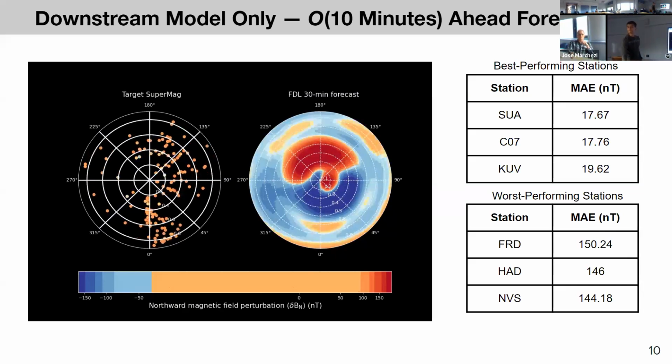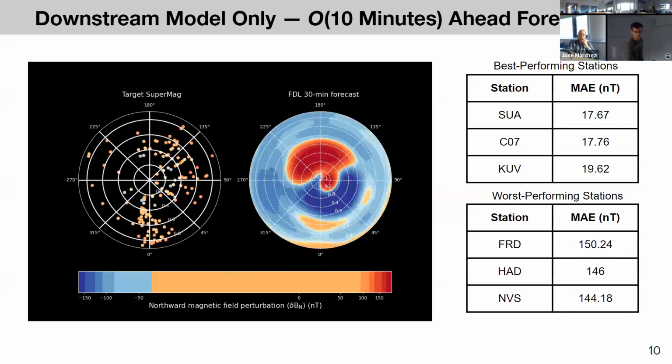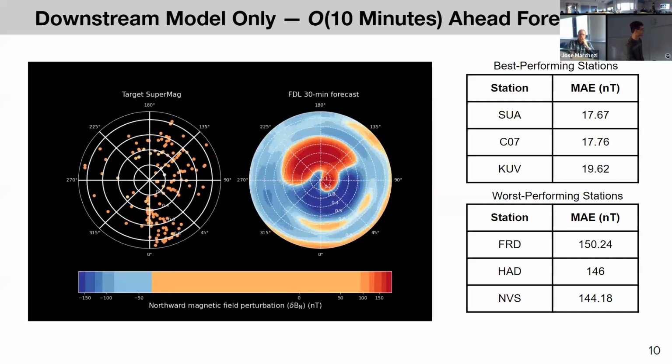Is there any geographical bias in which stations end up on which list? Yeah, that's a good question. I think there could be some preference towards high magnetic latitude having better performance, but it's not a strict correlation. That's just my initial conclusion here.